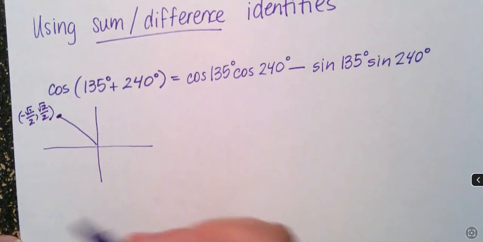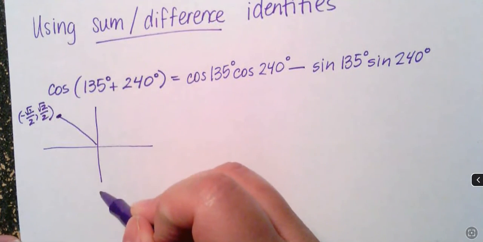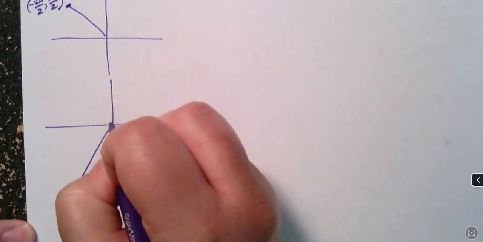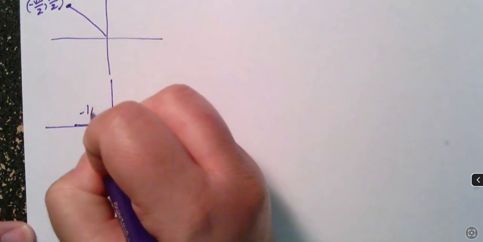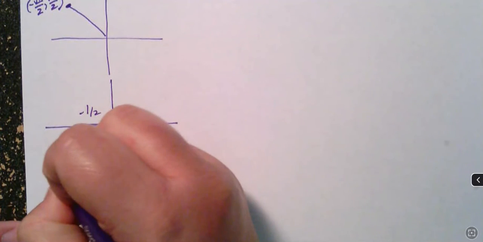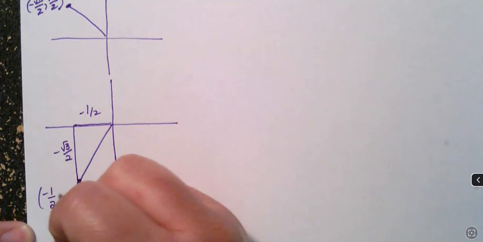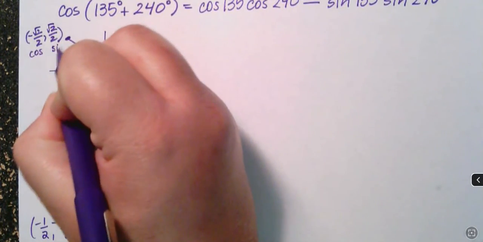Then we have 240 as the other angle. We've got cosine and sine of both of them. 240 is right down here, 60 degrees past 180. So that has negative 1/2, negative square root of 3 over 2. So those are my coordinates there. Remember that your first coordinate is the cosine and the second coordinate is the sine.